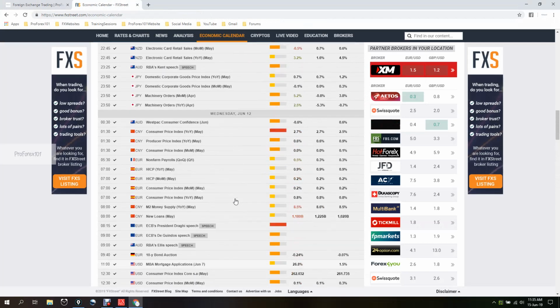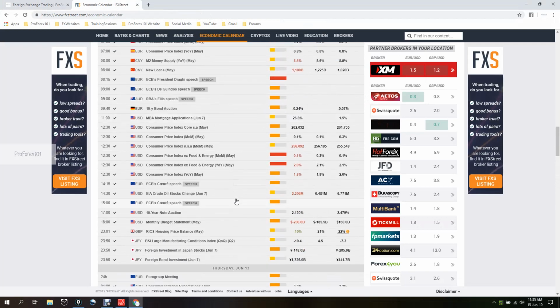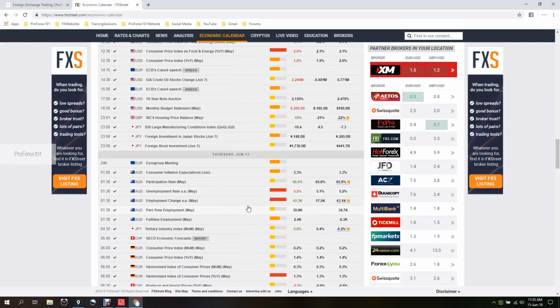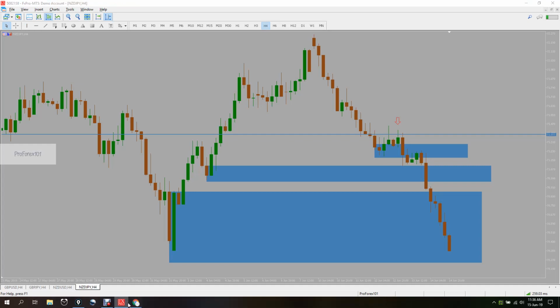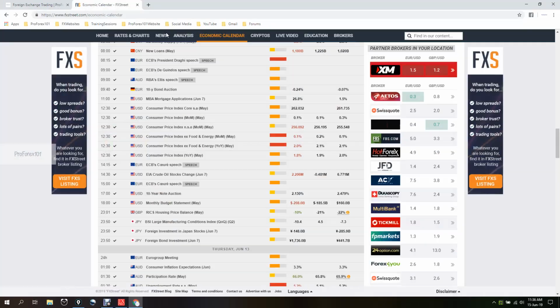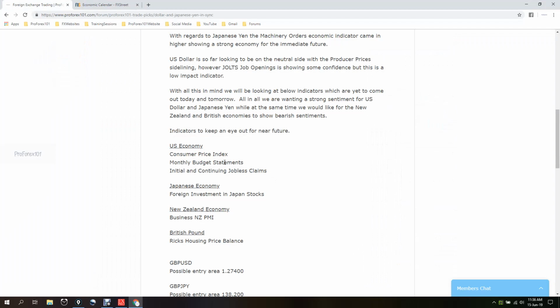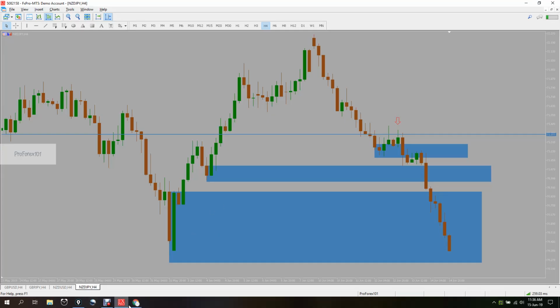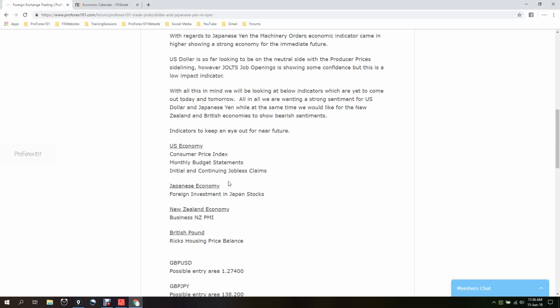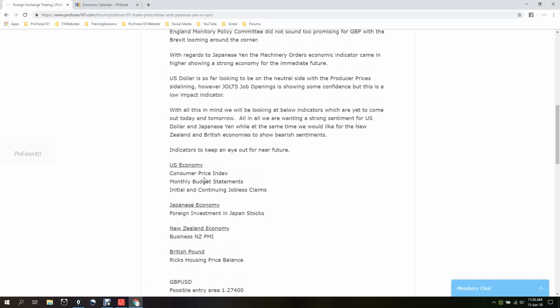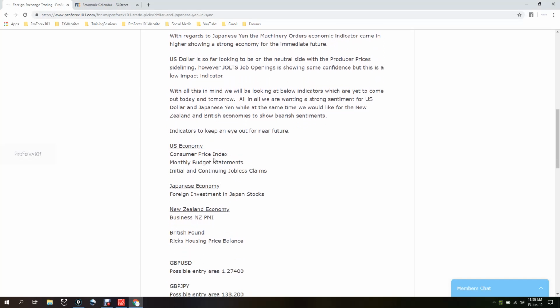So that was on Wednesday. Sorry, CPI, monthly budget, initial and continuing. All right, okay, there we go. So for the US dollar, if we are selling all these pairs, that means we need the US dollar to strengthen, right? So we need to see some bullish sentiment on the economy of the US. So CPI, monthly budget statement, and initial and continuing.